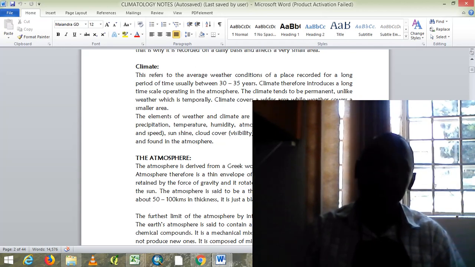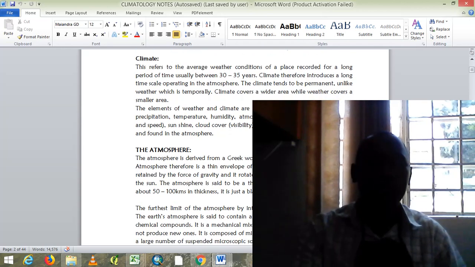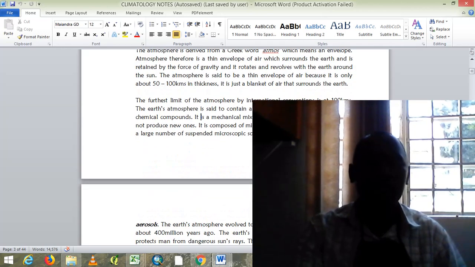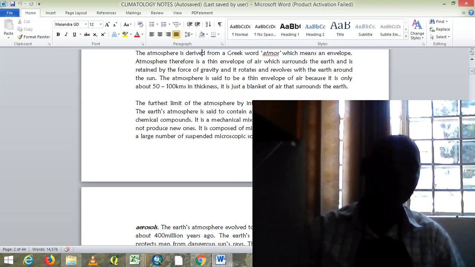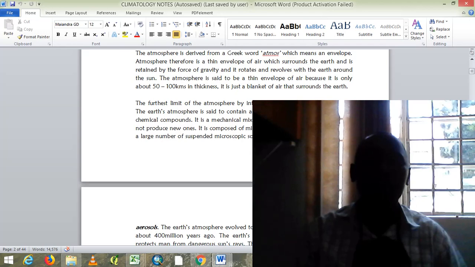However, like I've mentioned, both weather and climate are made and found in the atmosphere. So what is the atmosphere? We are saying the atmosphere comes from a Greek word, atmos, which means an envelope. Atmosphere, therefore, is a thin envelope of air which surrounds the earth and is retained in place by the force of gravity.